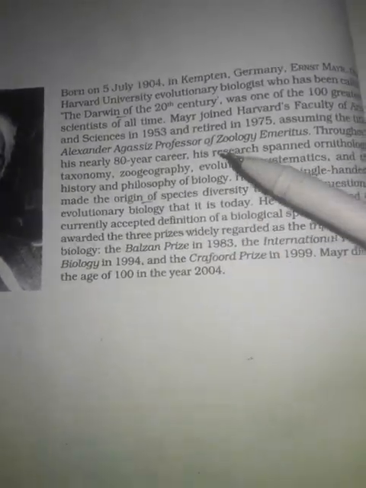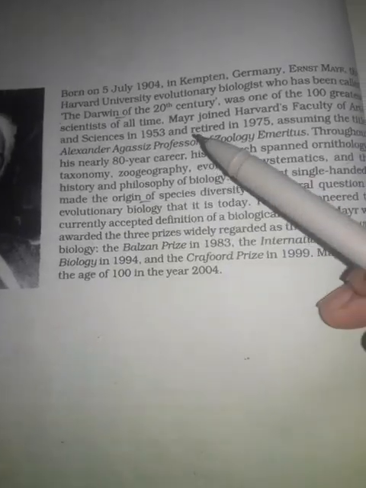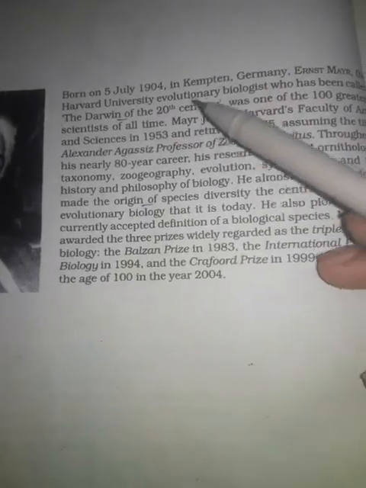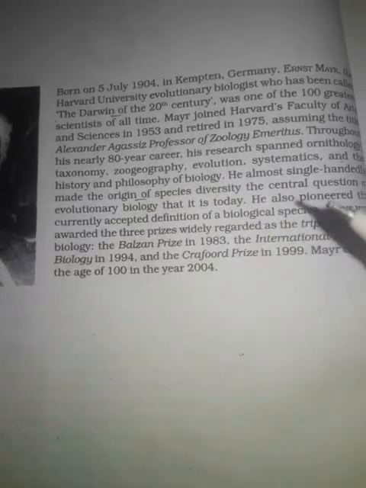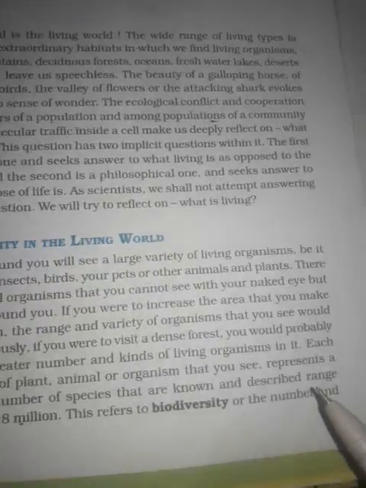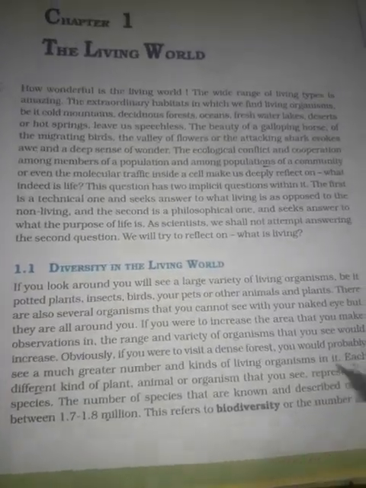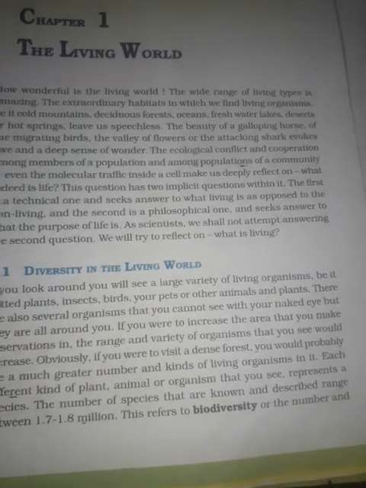So in unit 1, the origin of species diversity is given by Ernst Mayr. The Darwin of the 20th century was Ernst Mayr. Biodiversity: the number of species that are known and described ranges between 1.7 and 1.8 million. This is known as biodiversity.